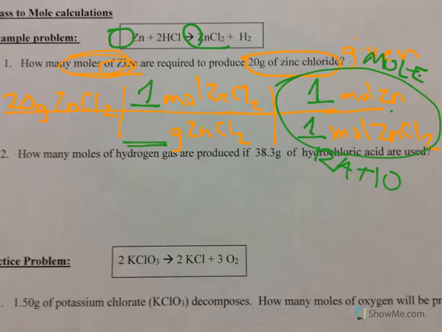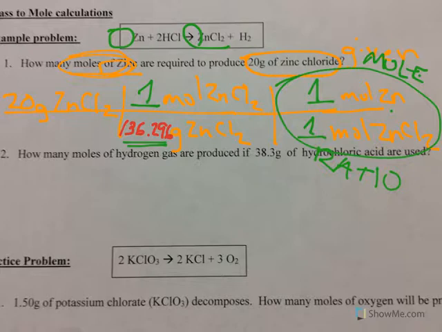So that's going to get us a molar mass for zinc chloride of 136.296. All right, so now all that's left to do is to multiply across the top, multiply across the bottom, and divide the top by the bottom. So I'm going to take 20 times 1 times 1, which gets me, no surprise, 20.